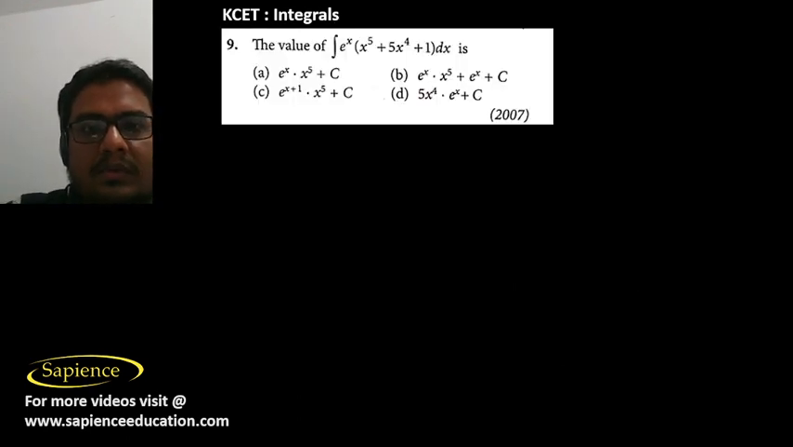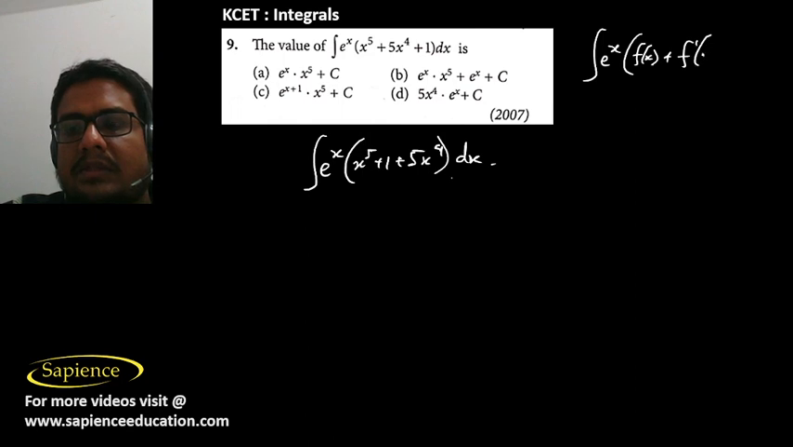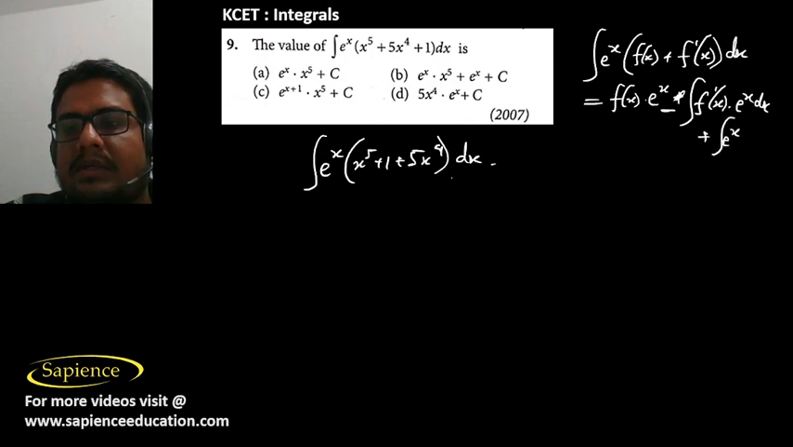Then in question number 9, it is told to find the value of this integral. It is integral e power x into x power 5 plus 1 plus 5x power 4 into dx. So the rule is that if we have to find integral e power x into f of x plus f dash x dx, then we can write f of x into integral e power x dx, which is e power x, minus integral f dash x into e power x dx, plus we have integral e power x f dash x dx. So this part will get cancelled. So the answer is e power x into f of x plus c.